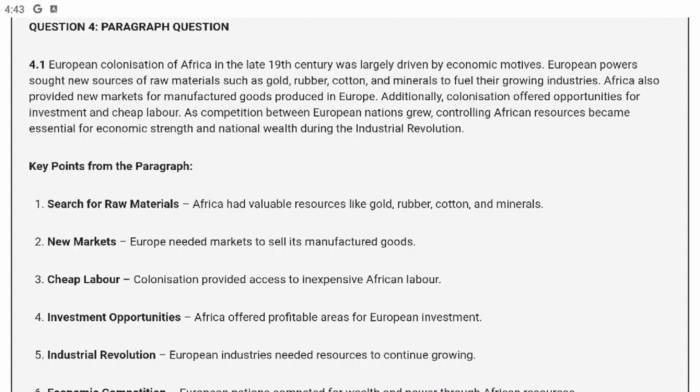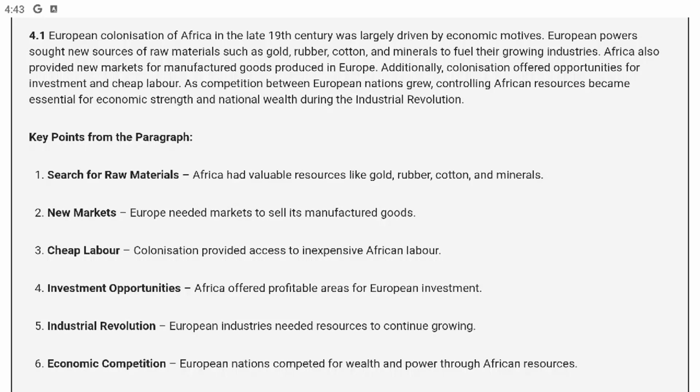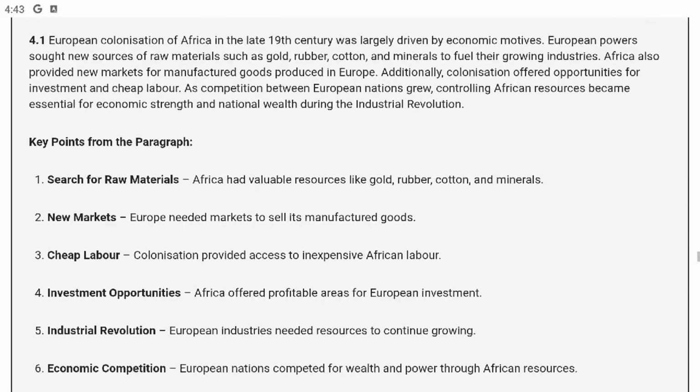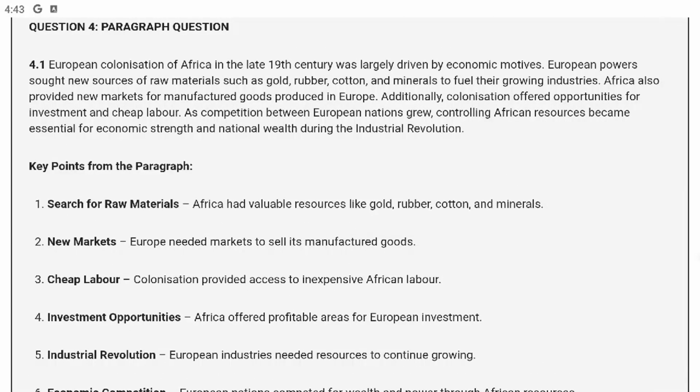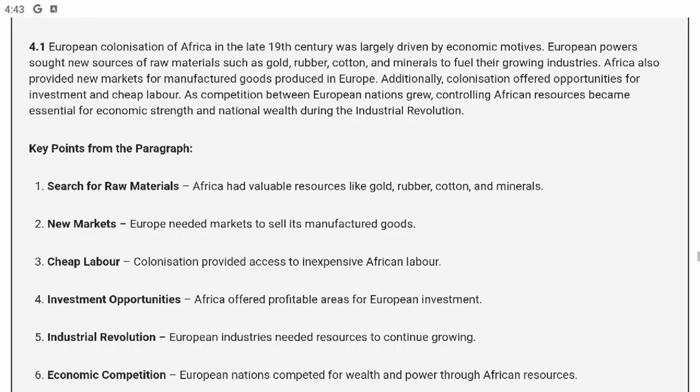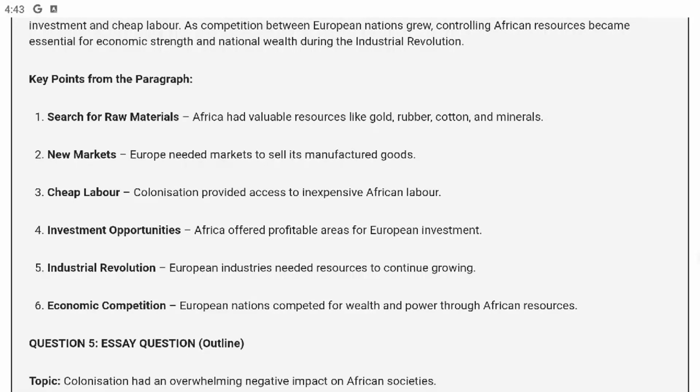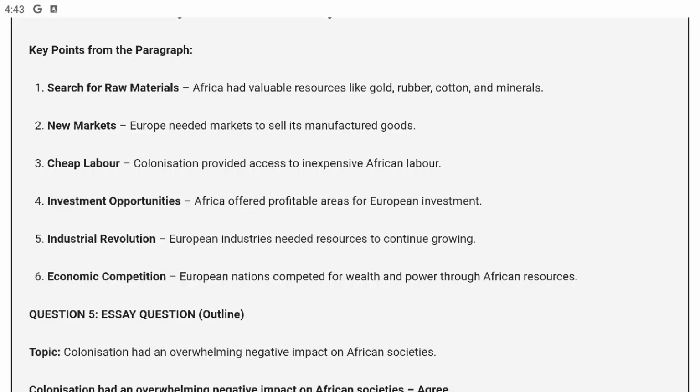But basically, as you can see with the paragraph, I don't think a lot of you will write the same thing, right? And also the marker is not expecting you guys to write the exact same thing, because they might think you're cheating. So what's important is being able to include key points in your sentences, right?